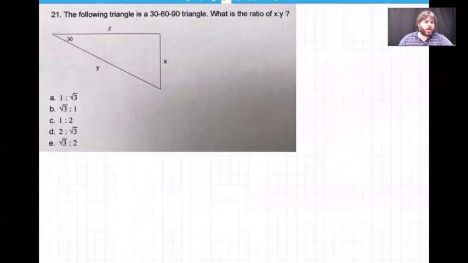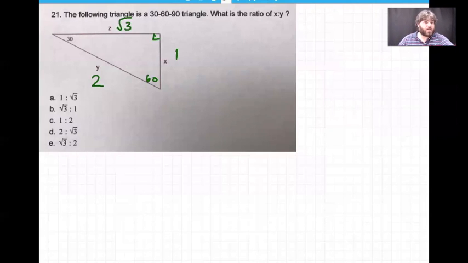All right, the following triangle is a 30, 60, 90 triangle. What is the ratio of x to y? All right, so this is a 30, 60, 90, right? This is 60 and 90. So remember 30, this is my small side. This is my 1 side. Remember my long side is here, the 2 side, and this is the square root of 3 side.